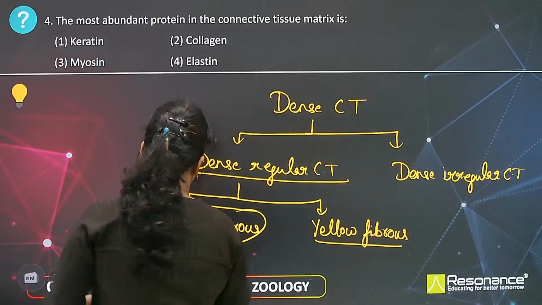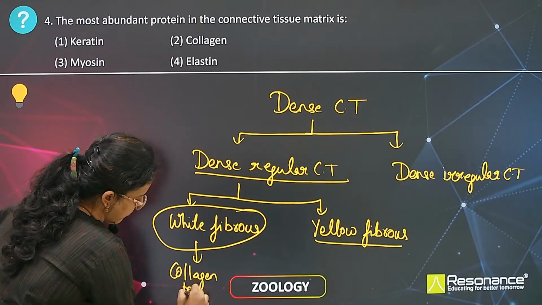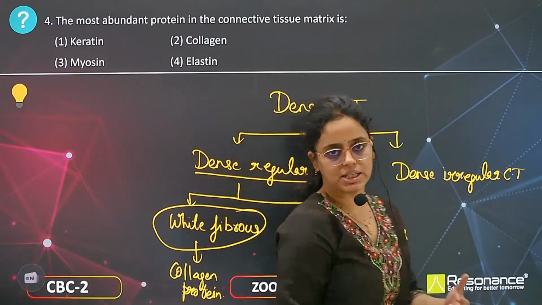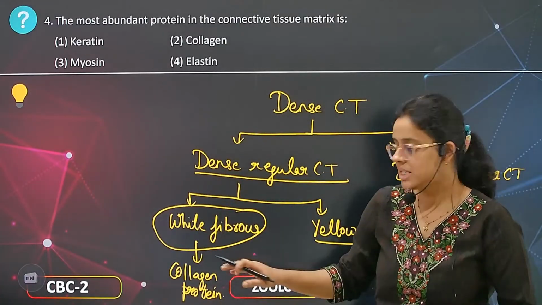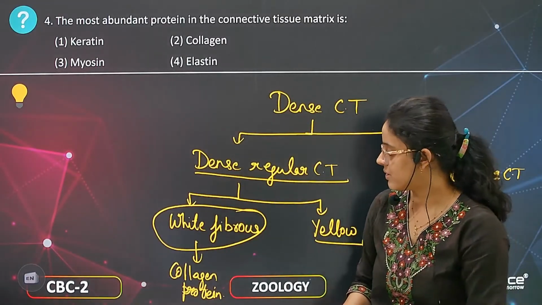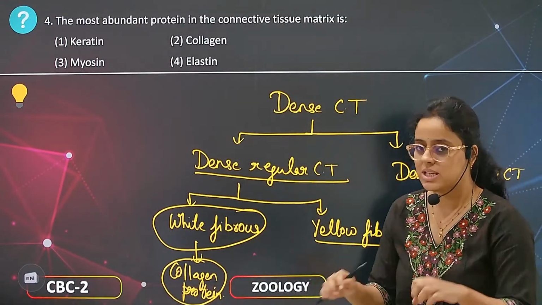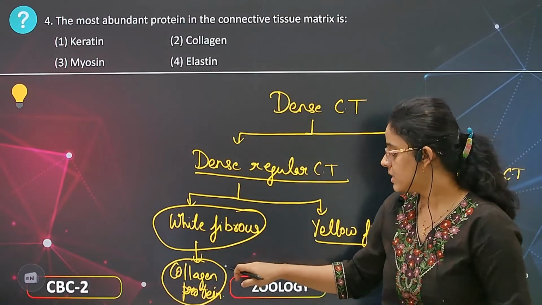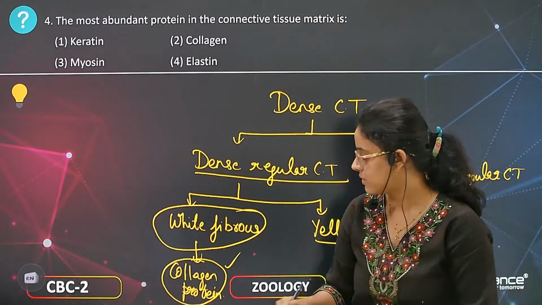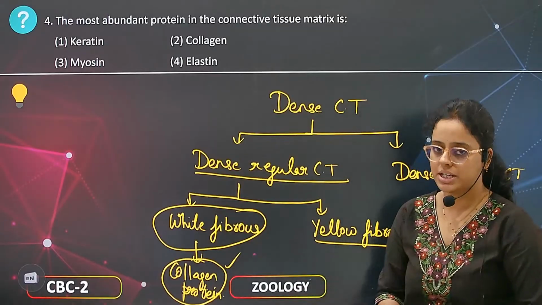White fibers are made up of collagen protein. The most abundant protein in the animal kingdom is collagen protein. This forms the white fibers, or you can also call them collagen fibers. White fibers consist of collagen proteins, which makes them tough and rigid. These collagen fibers protect the structures from various stresses, external or internal. So this is the most abundant protein in connective tissue, collagen.